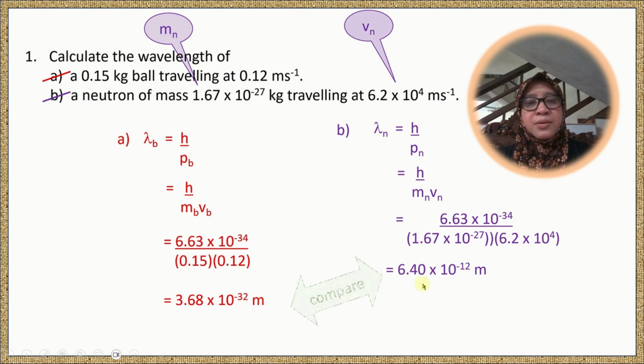Now when we compare these two values, we find that the wavelength of the ball, traveling at this speed, is much smaller compared to the neutron, which is traveling at a larger speed, but the mass is very small. Okay, so we go to question 2.